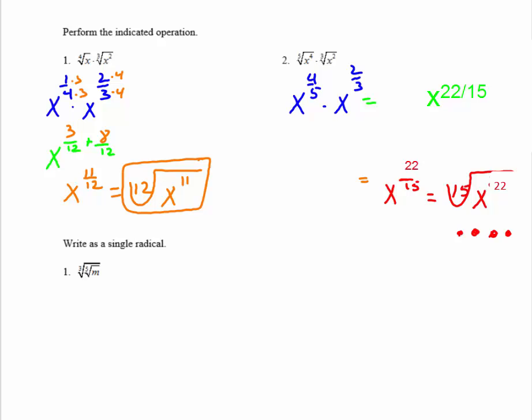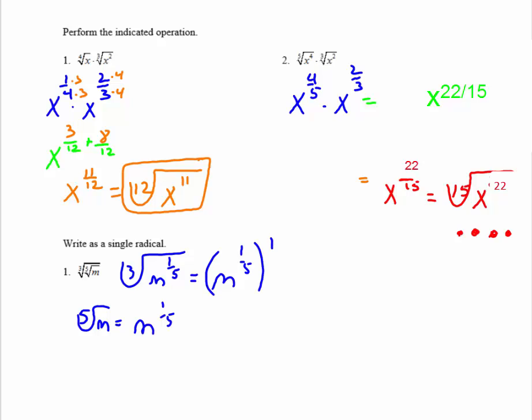So number 1, write as a single radical. Last little problem of what do we do if we're stuck in one form? Well, we really are stuck in this form because the cubed root of the fifth root of m doesn't really allow us to go anywhere. But if we rewrite this in rational form, let's think about what the fifth root of m looks like. That looks like m to the 1/5. Well, if that's underneath the cubed root, so now we have the cubed root of m to the 1/5, how can we rewrite a cubed root? Well, the cubed root in rational exponent form is a 1/3.